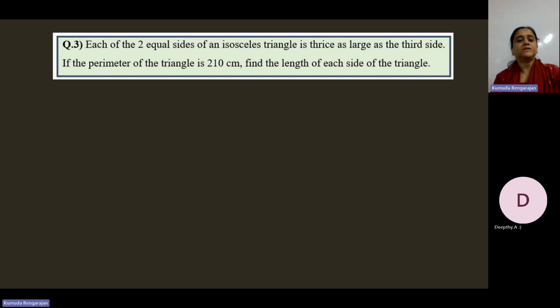Okay. Each of the two equal sides of an isosceles triangle... No, here the perimeter is different. We have taken a similar question earlier. Each of the two equal sides of an isosceles triangle is thrice as large as the third side. In that question, it was twice as large. So the equal sides are thrice as large as the third side.